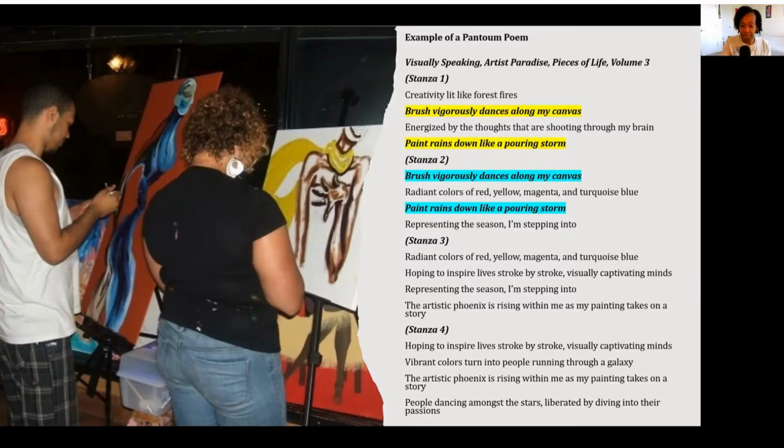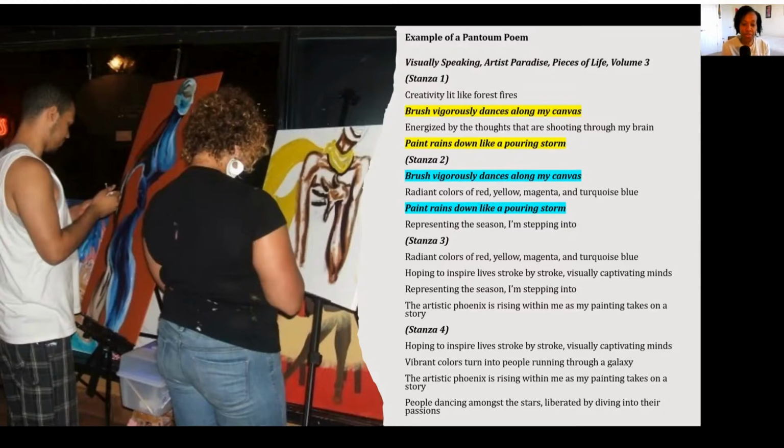Okay, so stanza 4, you see, hoping to inspire lives stroke by stroke. That first line came from what? The second line from the last stanza. And then we have the third line, the artistic phoenix is rising within me, came from the fourth line of the last stanza. So it's a patterned poem. Okay, so think of Pantoum patterns.